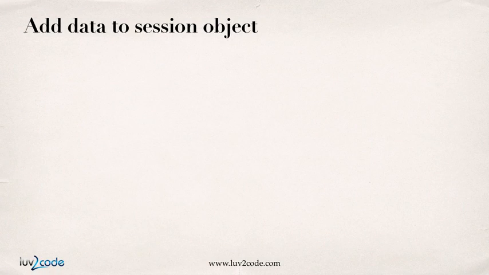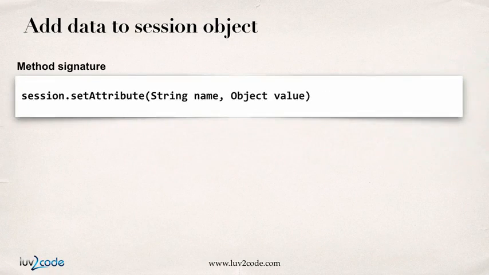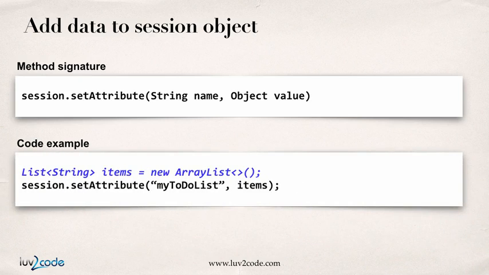All right, so let's look at some of the coding mechanics here. How do we add data to the session object? Well, the method signature is session.setAttribute. So you make use of that built-in session object and you call setAttribute. You give the name and the value. The name is basically just a label, and then the value is any object that you want to place in the session.